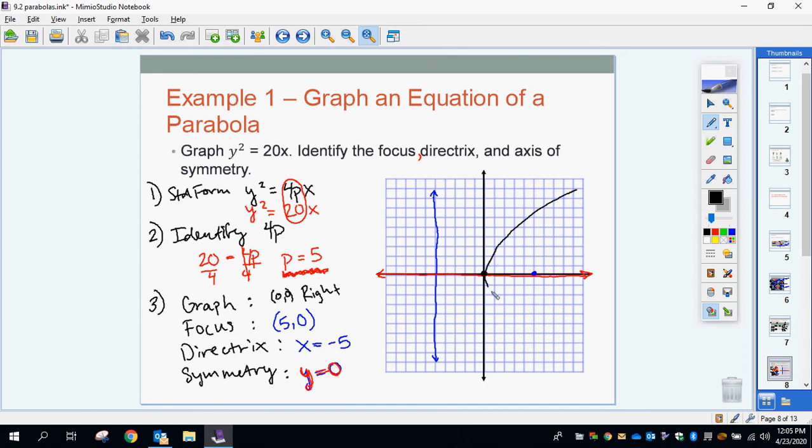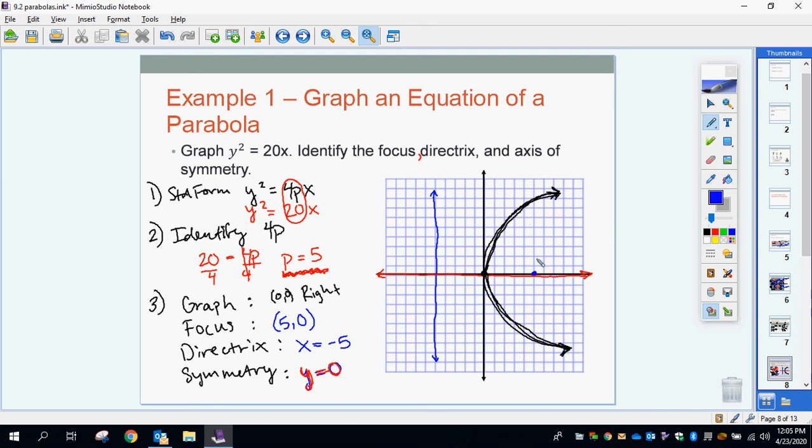And you can curve it how you would like. I don't care about the other points. Technically, this might be wider than I drew it, but like I said, I'm not going to make you find those points. Just have a generic idea of this parabola. Where is it opening? Where is the focus? Where is the directrix? And where is that axis of symmetry?